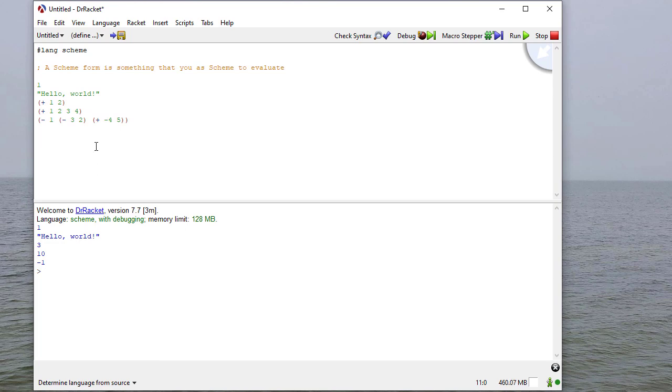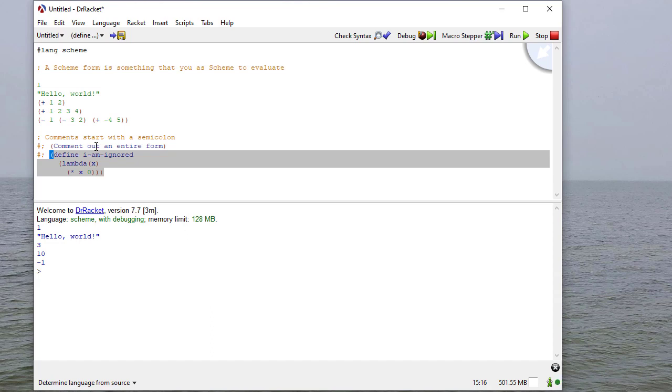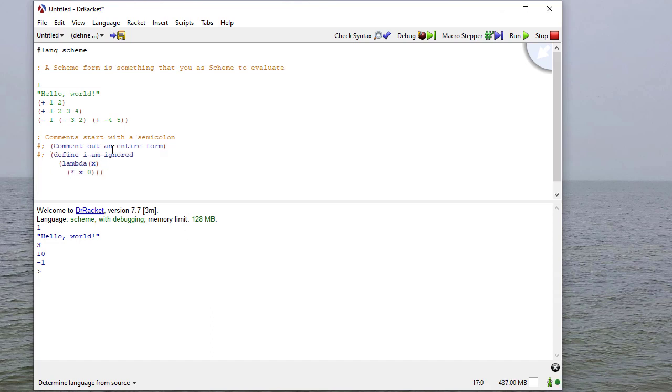So there's a couple ways to do comments in Scheme. Comments start with a semicolon. We can also comment out an entire form with a hash semicolon. And what's nice about that is that it also allows us to comment out a multi-line form like this. So that's helpful if you have a longer function that you're writing that doesn't actually work. You can comment it out just to avoid getting errors when you run your code.